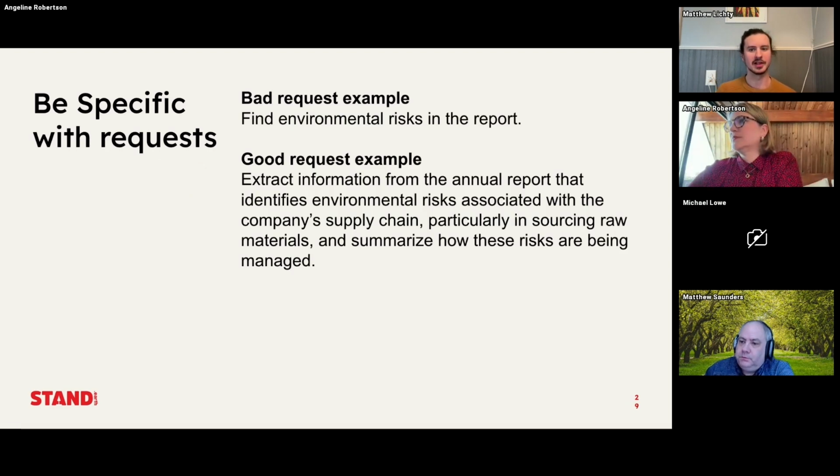Whereas the good request example, which I'll just let you read instead of me reading out loud, gives more specificity. It lists out what you're looking for. It explains how you want it to be summarized. That's going to give you a lot better results from GPT or from any other LLM.